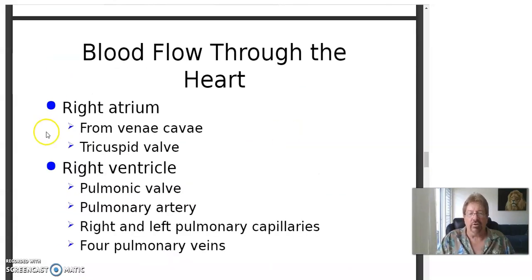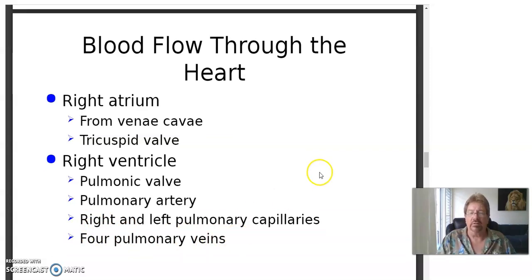Blood flow through the heart. Blood comes into the right atrium from the inferior and superior vena cava. It goes through the tricuspid valve into the right ventricle. The right ventricle contracts, and blood goes out the pulmonic valve, pulmonary artery to the lungs, and then ultimately returns through the 4 pulmonary veins on its way back to the heart from the lungs.